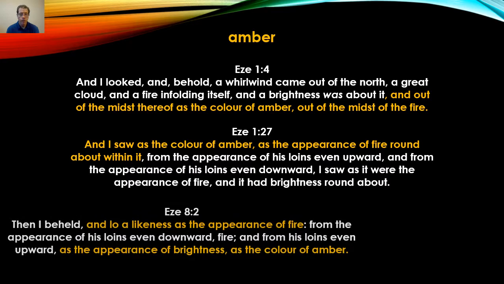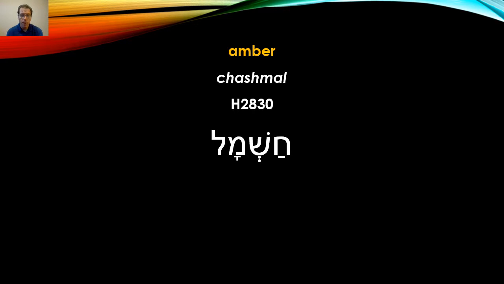And then a few chapters later, then I beheld, and lo, a likeness as the appearance of fire, from the appearance of his loins even downward, fire, and from his loins even upward, as the appearance of brightness, as the color of amber. Now let's look closer at this word amber. The Hebrew word translated amber is the word hashmal. This word is H2830, that's the Strong's number. H2830 only appears 3 times in the Bible, all in Ezekiel, and it looks like this in the Hebrew, hashmal.